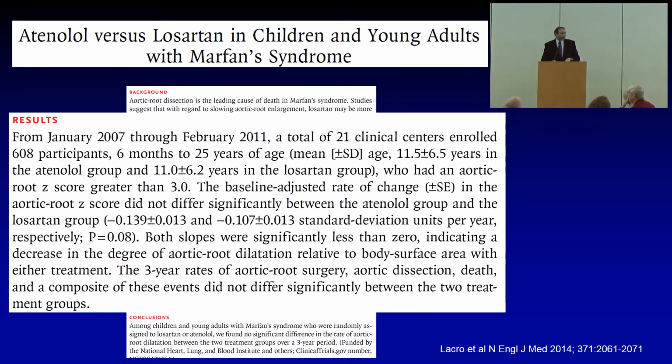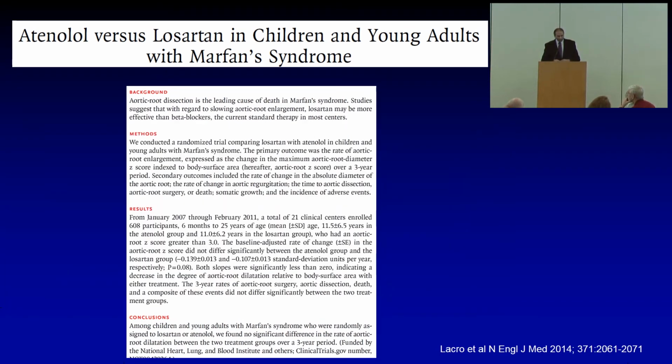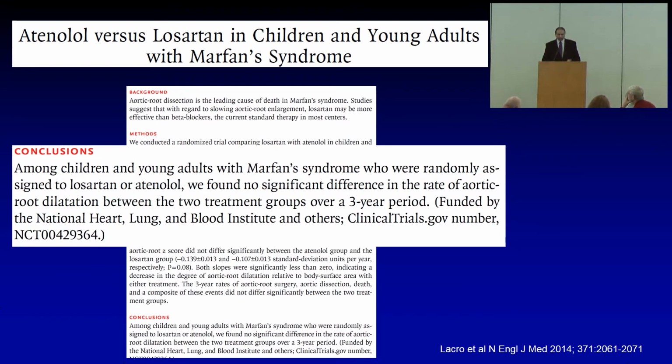This had about 608 participants, one of the largest randomized trials looking at medical therapy for Marfan syndrome. They found that among children and young adults with Marfans who were randomly assigned to Losartan or Atenolol, there was no big difference between Atenolol and Losartan.